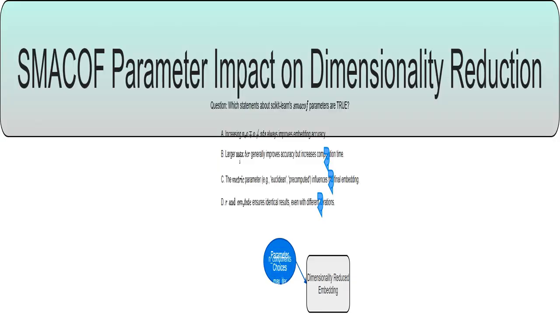Nope, this is false. Increasing n_components, which is the target dimensionality, does not guarantee a more accurate embedding. A higher dimensionality might lead to overfitting. It captures noise in the data rather than the actual underlying structure. It's like adding more detail to a drawing. It might be more complex, but not necessarily more accurate or representative of the original image.